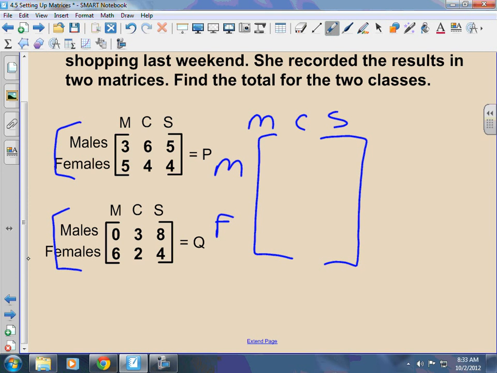How many males total went to the movies of the 2 classes? 3. How many females went to the movie? 11. Males went to a concert? 9. Females that went to a concert? 6. Males that went shopping? 13. Females that went shopping? 8. You have to combine those 2 matrices.